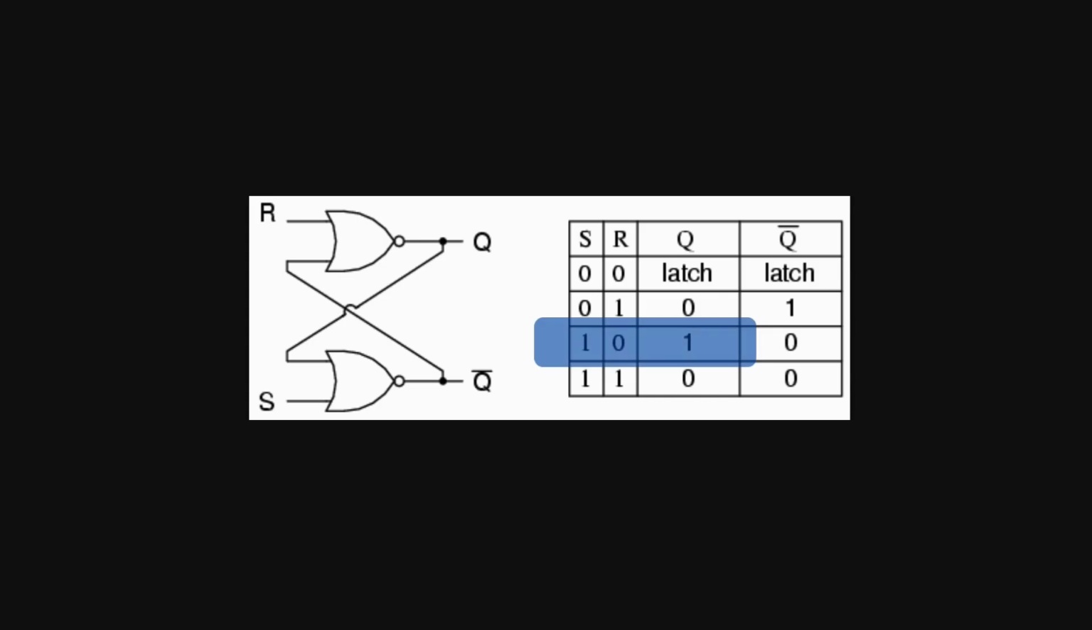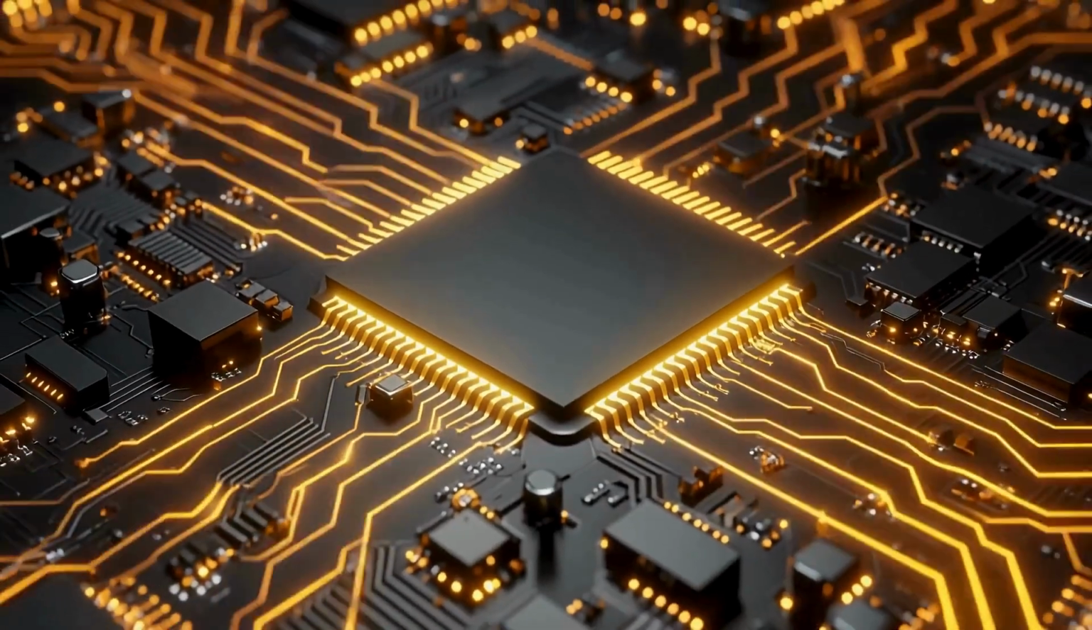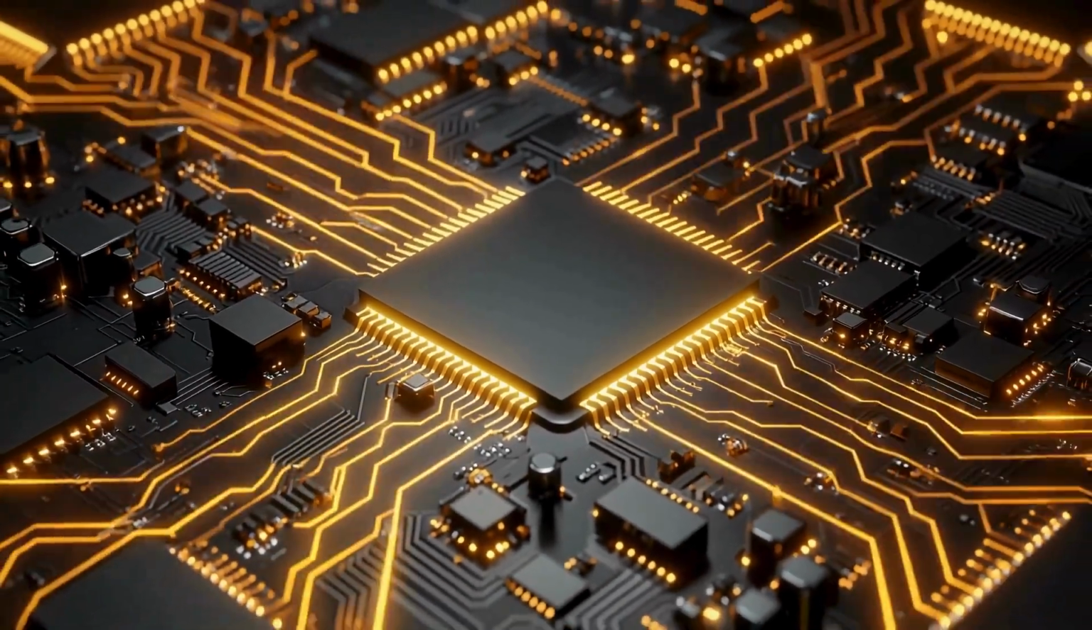When you pulse set high, the output goes to 1 and it stays there even after set goes low. And when you set reset high, it goes to 0 and it stays. This is static memory. It holds the value as long as power is on. But a simple latch changes its output as soon as input changes, which can cause instability in a larger system.